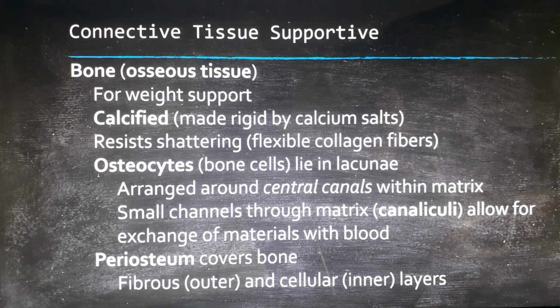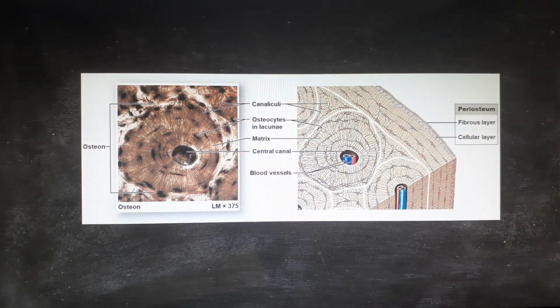It'll have a fibrous layer on the outside, and it'll have a cellular layer on the inside that helps work on the bone. So this is what's called compact bone. You also have spongy bone, but this is compact bone. And so here is a central canal that has an artery and a vein in it. This hole is the central canal. And then these little seed shapes are the lacunae.